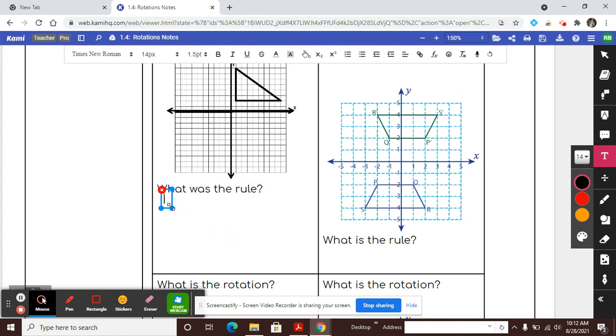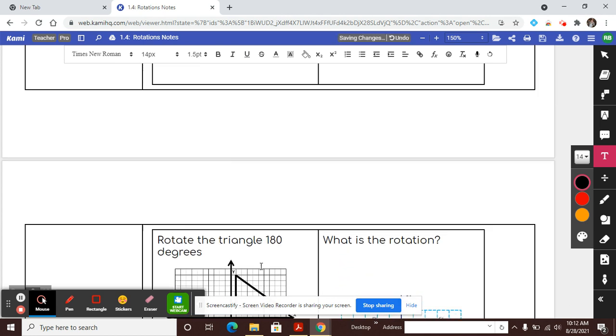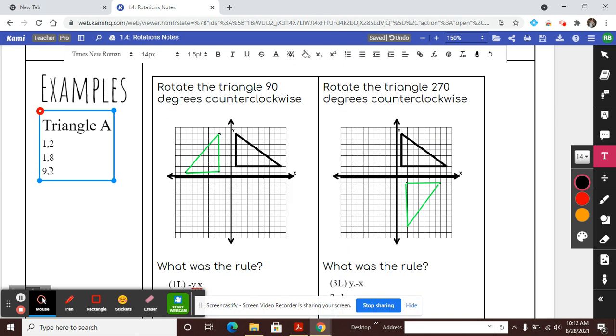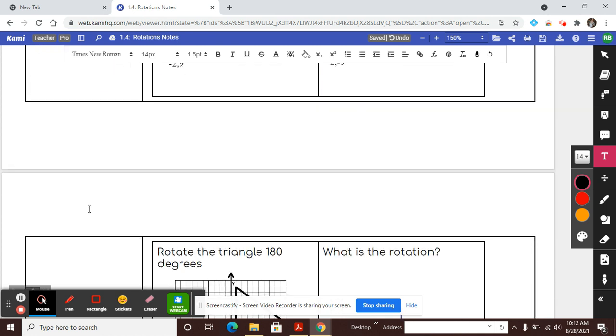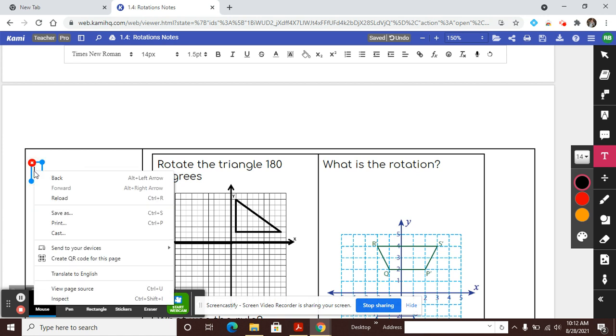Sorry, the struggle is real. Our rule, no matter if I'm going two quadrants right or two quadrants left, is going to be the same. I'm going to keep the order, and I am going to just change the signs for both. And if we remember, I'm going to copy this down on the next page, just so we have it.